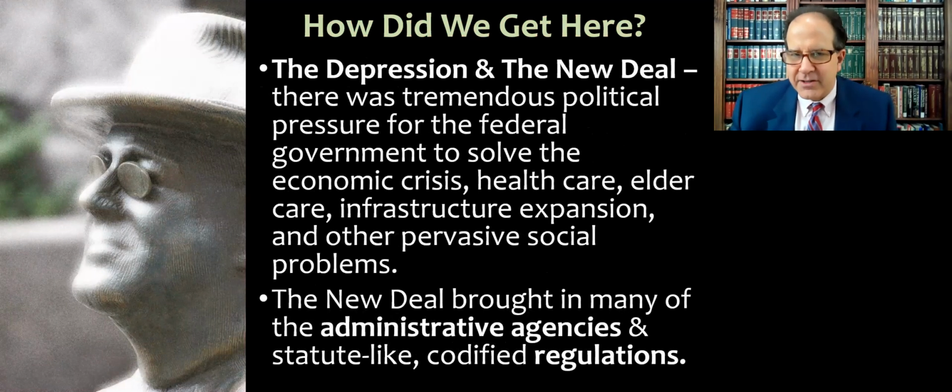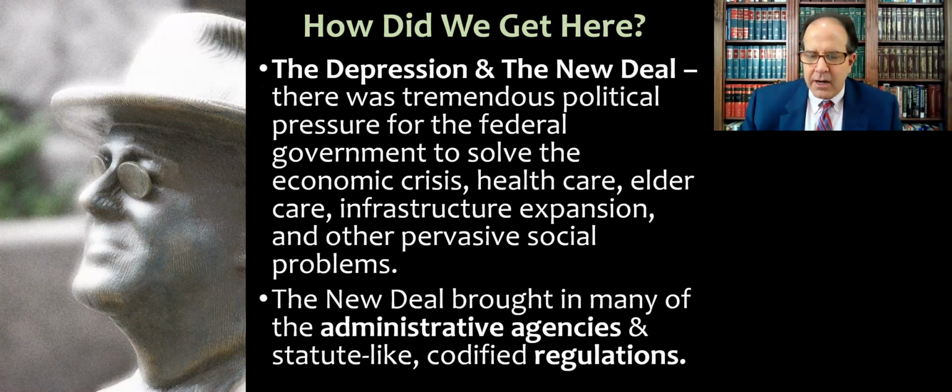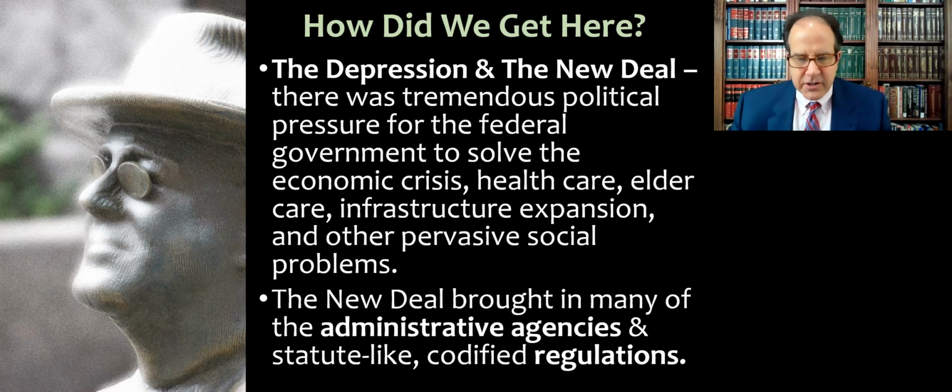Okay, next we come to the Great Depression in the 1930s and the New Deal. So there was tremendous across-the-board political pressure for the federal government to solve the crushing economic crisis, which was also happening at the same time as a healthcare crisis and an elder care crisis, and the need to expand the infrastructure. People all of a sudden had cars that were much more reliable than the early Model A's and Model T's, but they didn't have enough roads to drive them on. And people wanted electricity. Remember, that was pretty new in the Depression era. So they wanted hydropower plants and electric companies and so forth.